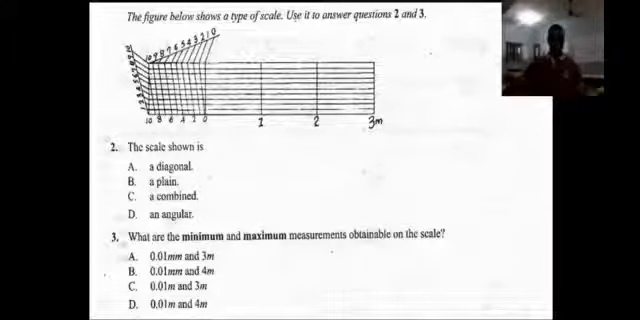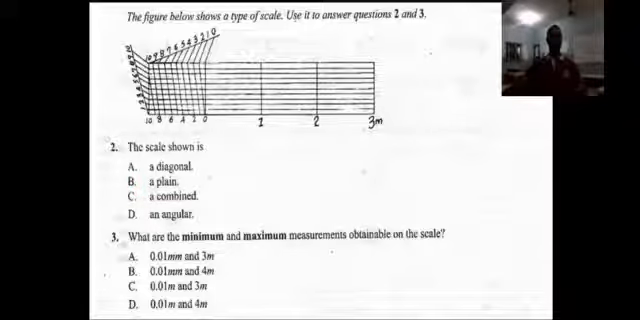The figure below shows a type of scale. Use it to answer questions 2 and 3. Now, you can see the diagram here. Number 2 asks, the scale shown below is what? The answer is A, diagonal. It is a diagonal scale because of the lines and the diagonal pattern. This scale is normally called diagonal. Once you remove these diagonal lines, it becomes a plain scale. So the correct answer is A.